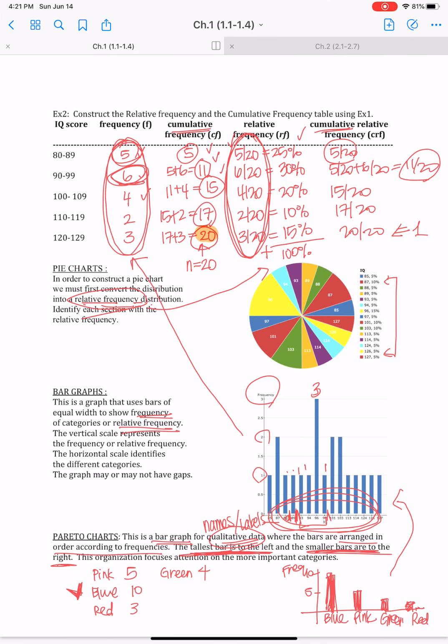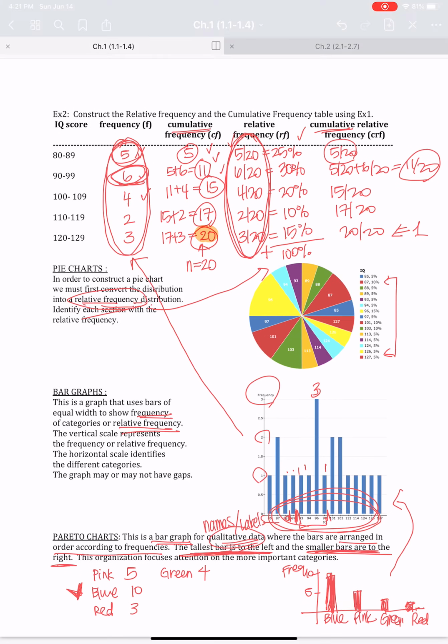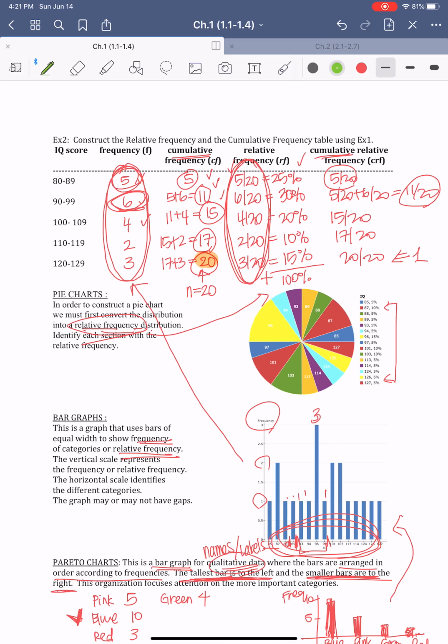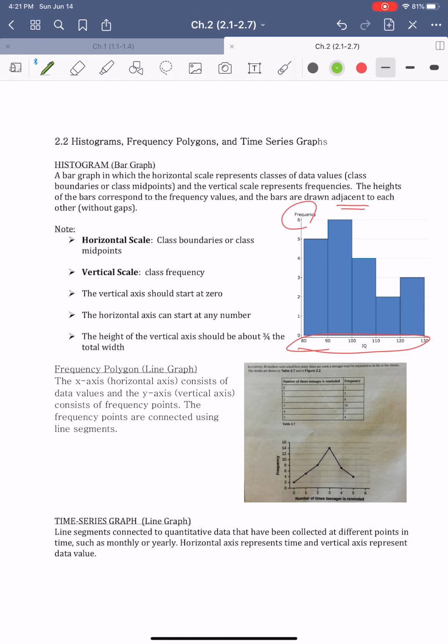There was a bar graph here too, but you can see that there's a gap, right? And then underneath, you have this word: the graph may or may not have a gap. Histogram is one without the gap. So one without the gap, we call it a histogram. Okay, so that's the only difference. If you have a gap, we call it a bar graph. If there's no gap between each bar, we call it a histogram.